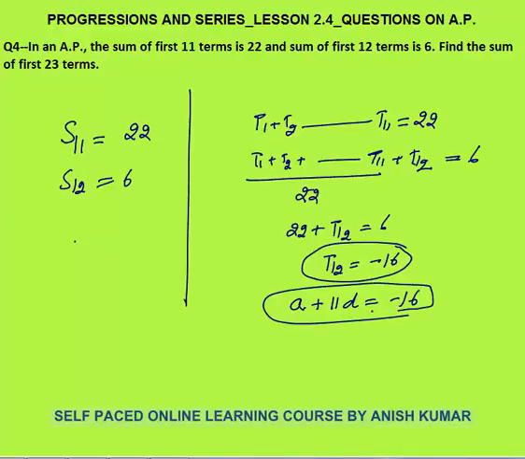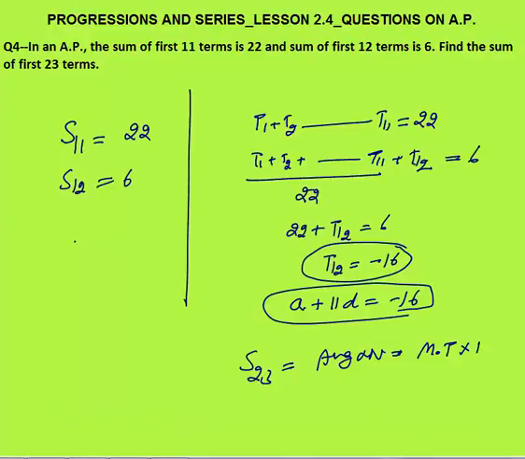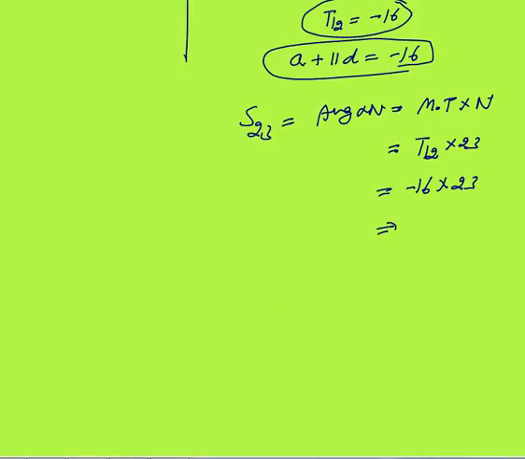Now we need to calculate the sum of the first 23 terms. We know that the sum of 23 terms is equal to, again the middle term will be the 12th term. So the sum of 23 terms is equal to average into number of terms. Average, we know, is the middle term. Here the middle term is the 12th term. The number of terms, we know, is 23. So the answer will be minus 16 into 23. Now you should be able to multiply this verbally. 16 into 20 is 320 plus 16 into 3, 48. 320 plus 48, 368. So the answer will be minus 368.